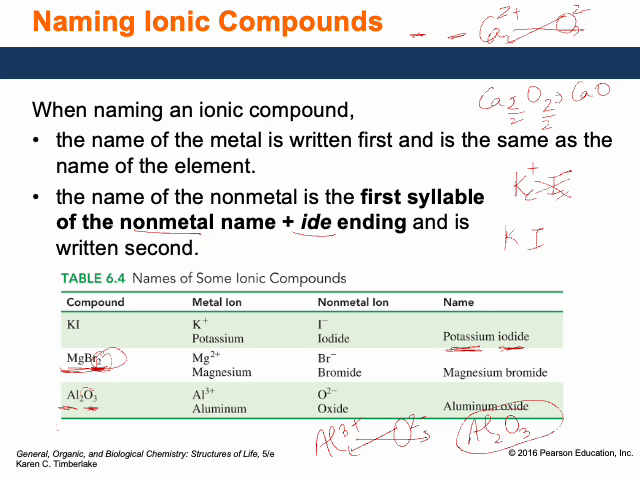So if your numbers are coming out the same, or if your numbers are not the lowest whole number ratio possible, then you need to turn it into the lowest ratio possible. For instance, in calcium oxide, if nothing is written here, that means it is one atom.